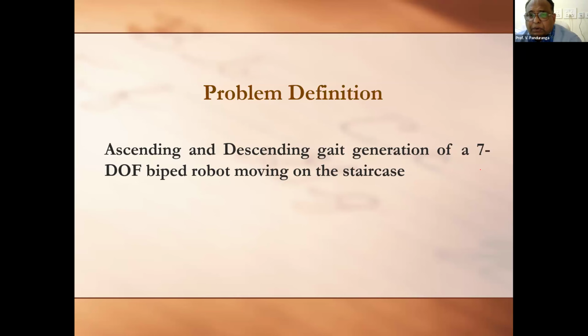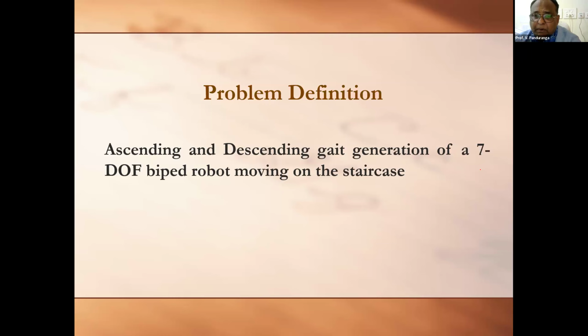Now I'm going to explain how to derive the gaits. Gaits means the sequence of steps involved in moving from one location to another location. When we walk, how our legs make the movement.